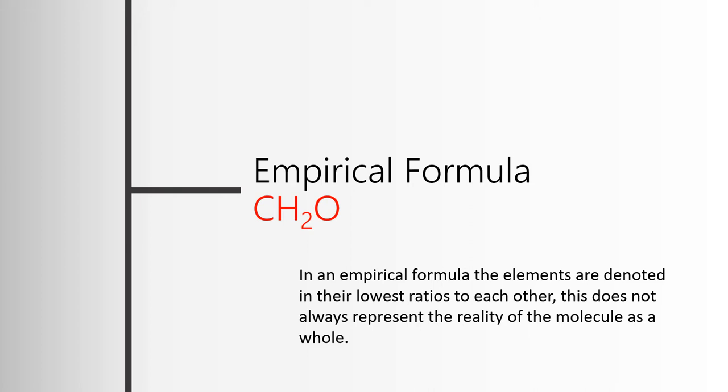Now, in ionic compounds, which we're going to talk about in Unit 2, these are important. Molecular compounds, which we're also going to cover in Unit 2, these aren't terribly important. They don't depict the reality of a molecule. A molecular formula is why we use a molecular formula for molecules. It tells you exactly how many atoms of each element are in a compound. This just tells you the ratios between the elements in a compound.